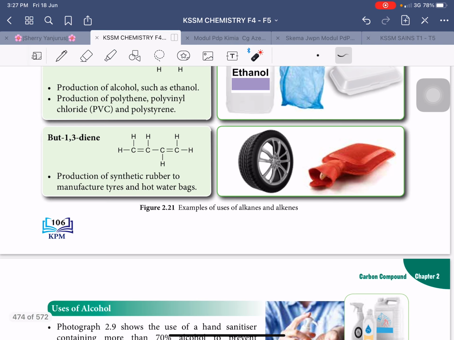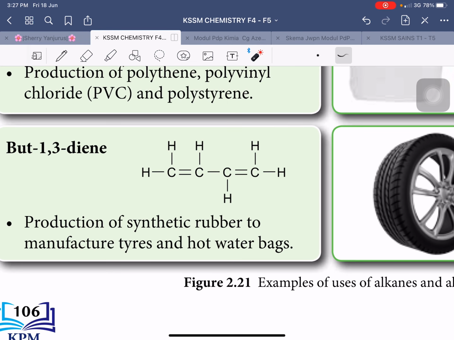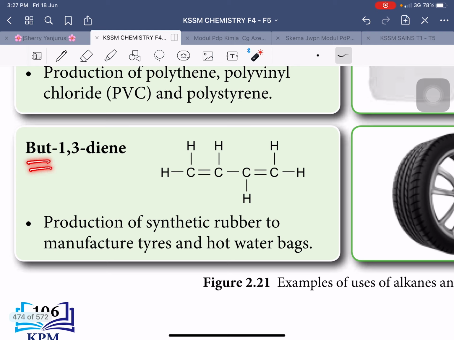Okay, next, but-1,3-diene. Production of synthetic rubber to manufacture tires and hot water bags. Getah. But-1,3-diene, getah. Kenapa nama dia but-1,3-diene? Let us look at the structure. But, because there are 4, 1, 2, 3, 4 carbon. Di-ene, because there are double bond. And that double bond ada 2 double bond. Here, 1, 2. That's why dia namakan di-ene. Kalau ada 3 double bond, it's called tri-ene, and so on lah.